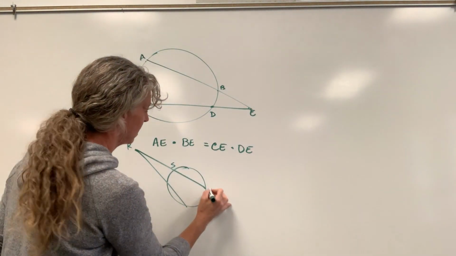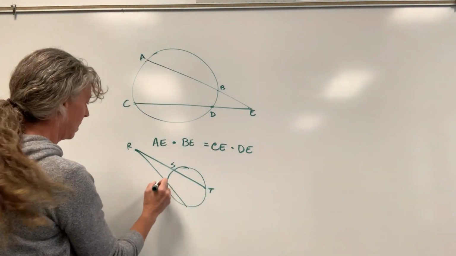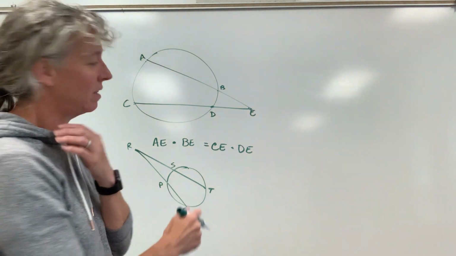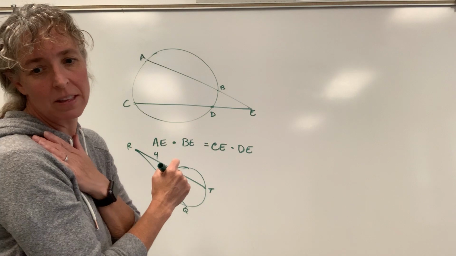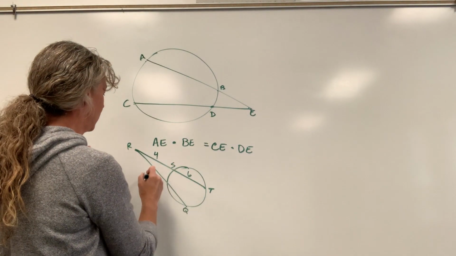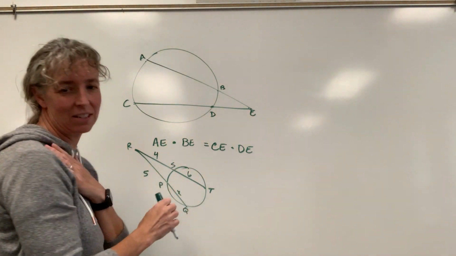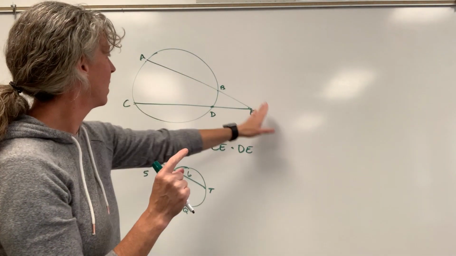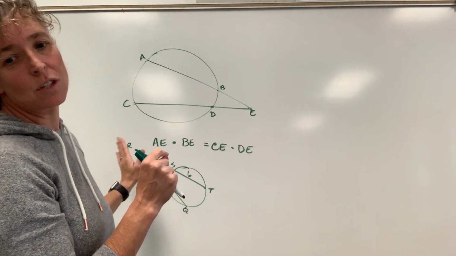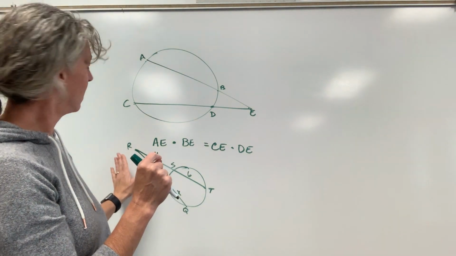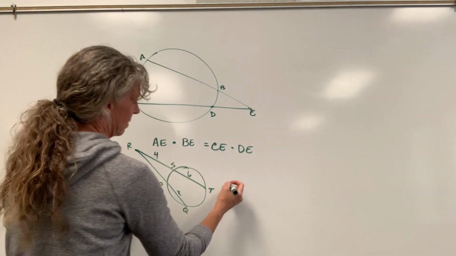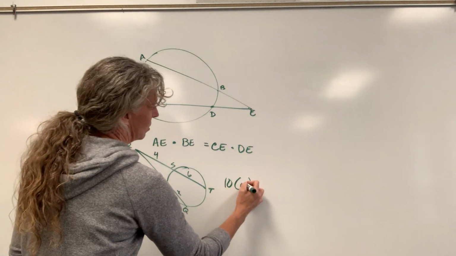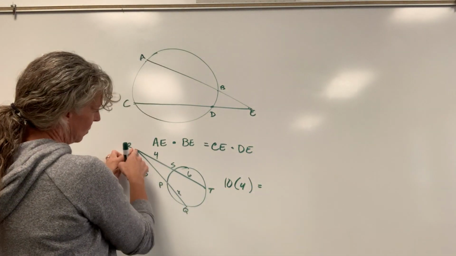S, T, P, and Q. Okay, and we have that this is 4, and this is 6, and this is 5, and this is X. Sorry, that just takes me forever to do. Okay, so remember our rule is the whole thing times the outside part, okay? So the whole thing for this guy is 10, right? 6 plus 4, 10, times the outside part, which is 4, equals the whole thing.